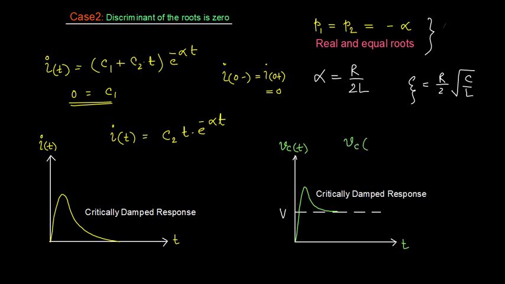So Vc(t) will be like that, some constant C prime multiplied by t into e to the power minus alpha t. This is the complementary function part, and this V is the particular integral part. So overdamped response is for zeta greater than 1 and critically damped response is for zeta equal to 1. Zeta is the damping ratio.